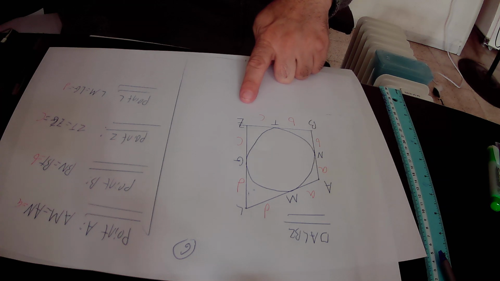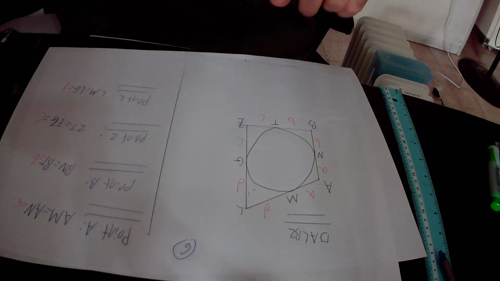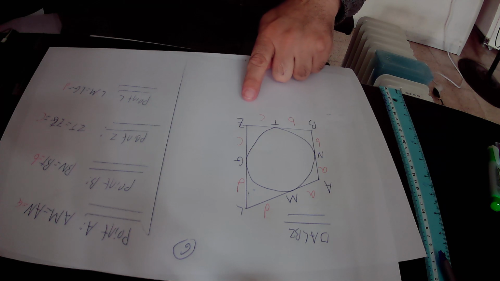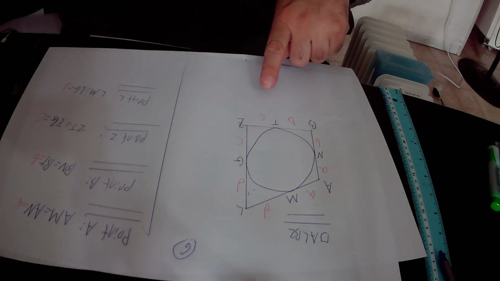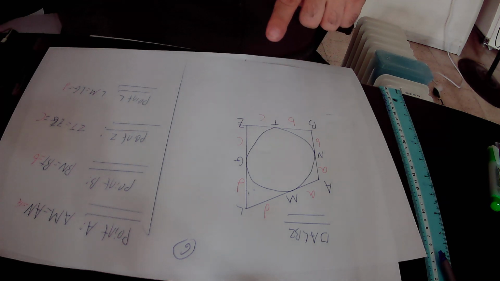Then we focus on the common external point, point Z. From the common external point, point Z, we have two tangents to this circle, tangent ZT and tangent ZG. And according to rule number 2, they must be equal to each other. That is to say, ZT equals ZG. So if ZT is c, then ZG must also be equal to c.